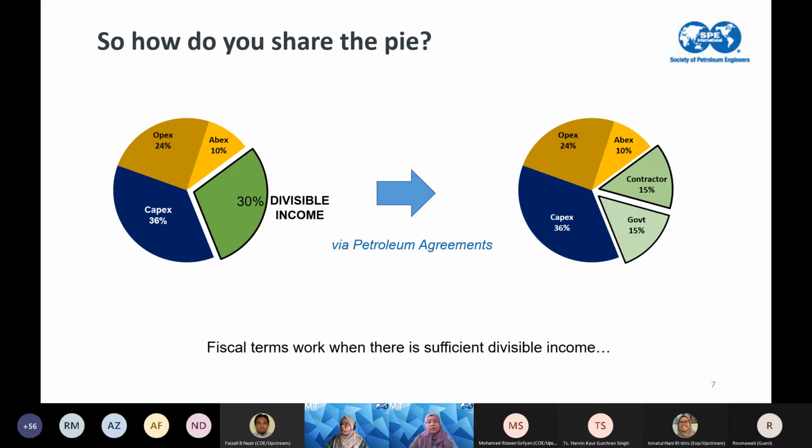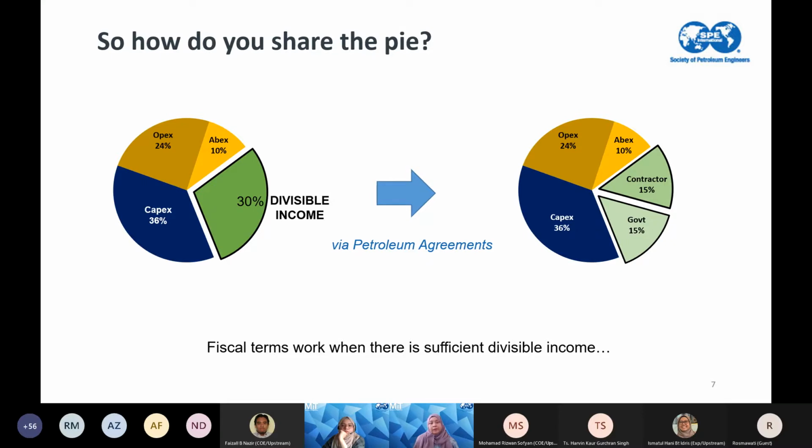And this in the oil and gas industry is governed by petroleum agreements, essentially. So fiscal terms, like I said, will only work when there's something to share. If there's nothing to share, then it's not that it's pointless, but you'll be hemorrhaging money, right? So not all parties are enjoying the benefit of the resources, essentially.